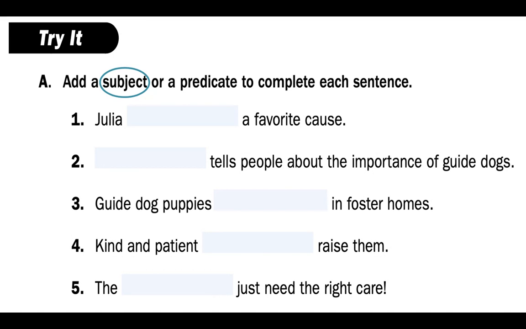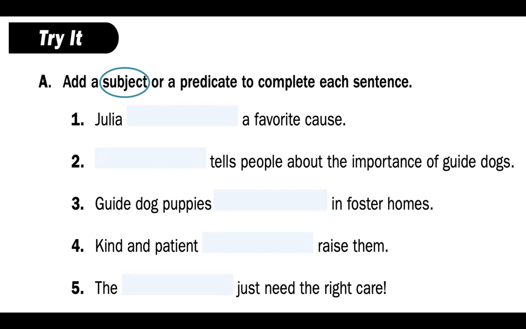A subject would be present in a sentence that may be missing a predicate, or if the sentence is missing the predicate, then you need to put in a subject. Let's take a look at number 1 together.